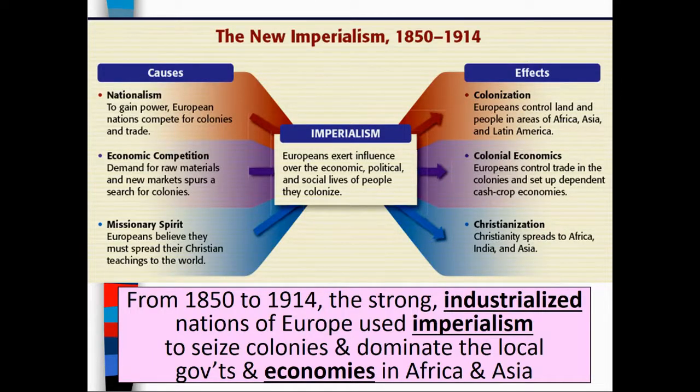From 1850 to 1914, the strong, industrialized nations of Europe used imperialism to seize colonies and dominate the local governments and economies in Africa and Asia.